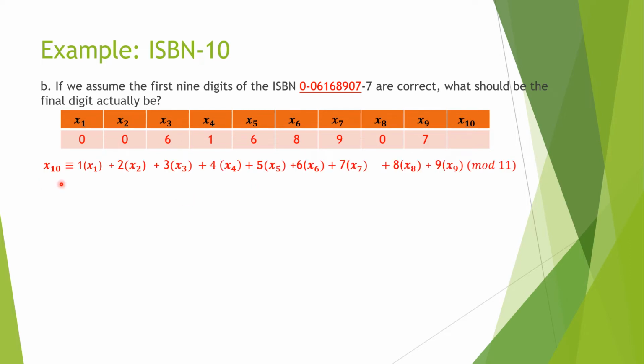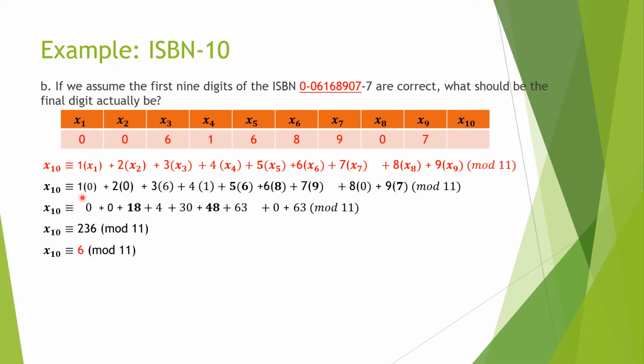x sub 10 is congruent to 1 multiplied by x sub 1 plus 2 multiplied by x sub 2 plus 3 multiplied by x sub 3 plus 4 multiplied by x sub 4, up to plus 9 multiplied by x sub 9, modulo 11. Since we have the values from x sub 1 up to x sub 9, we have to substitute the following values.